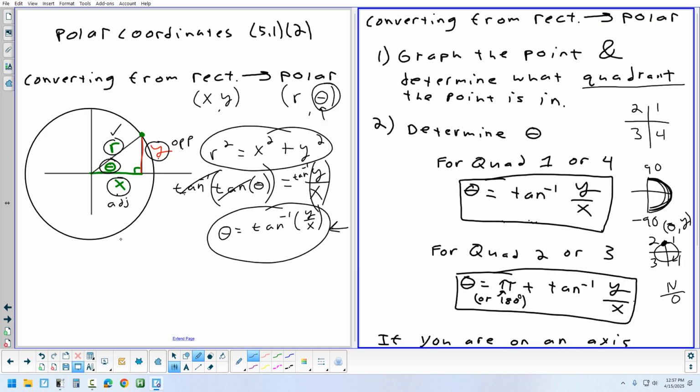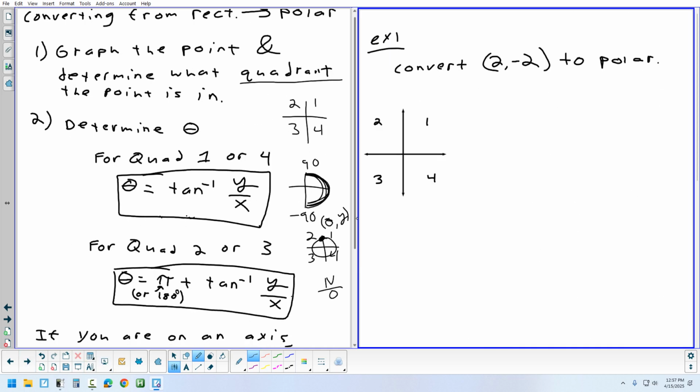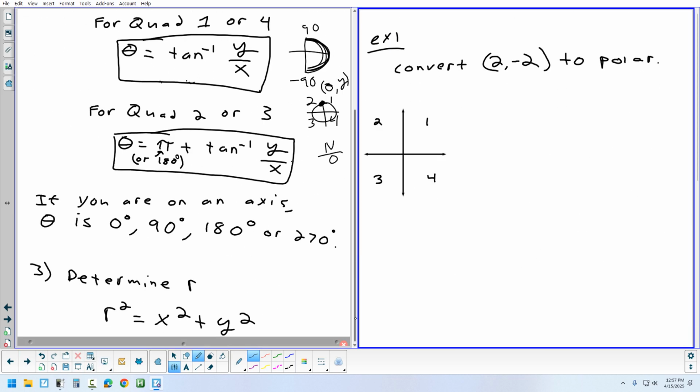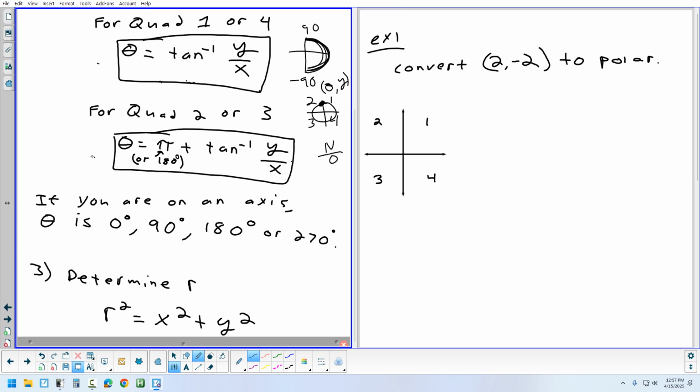So let's try an example. Was it r squared equals? Okay, I got it. I'll leave that up while we do our first one. We're going to do one that's using this formula, and then we'll try one using the other one.